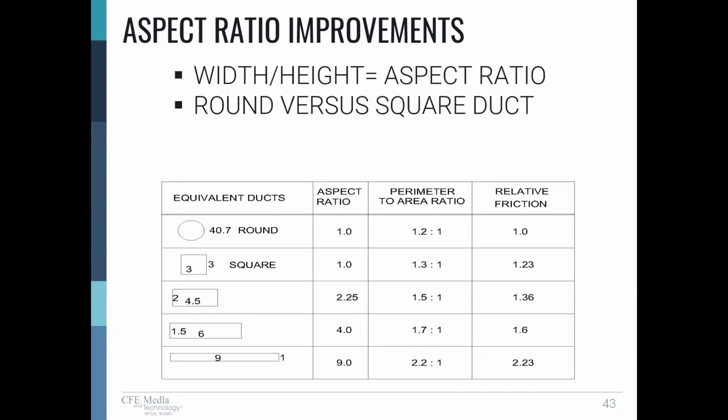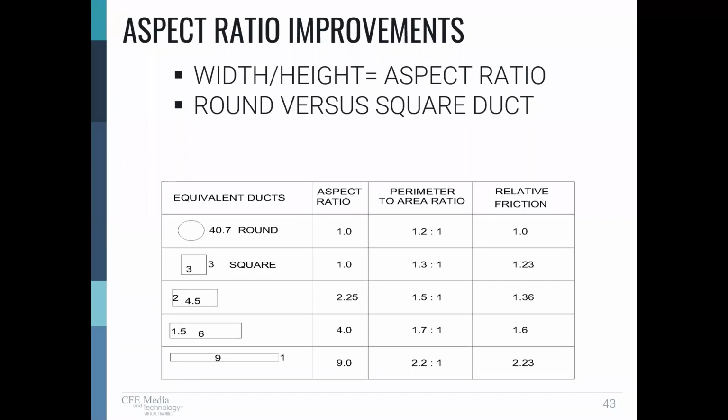The aspect ratio, just in case someone's not familiar, is the width of the duct divided by the height of the duct. For round duct, obviously the aspect ratio is 1 because the width to the height is the same. We put a little chart in here that the perimeter to the area is 1.2 to 1, and we're going to call the relative friction 1.0.